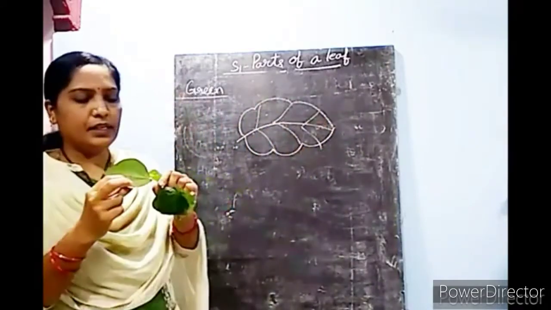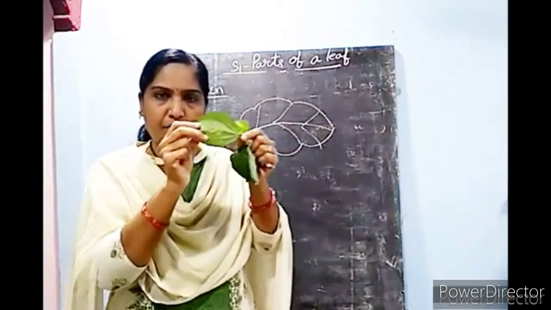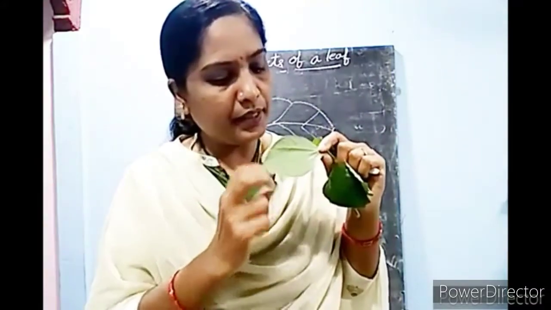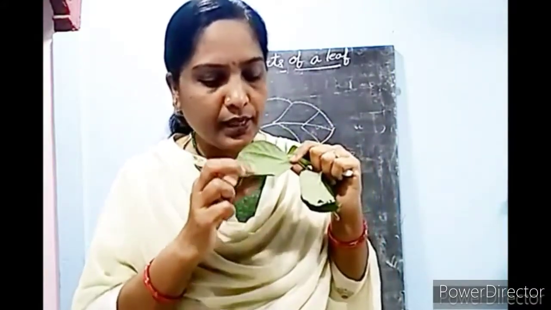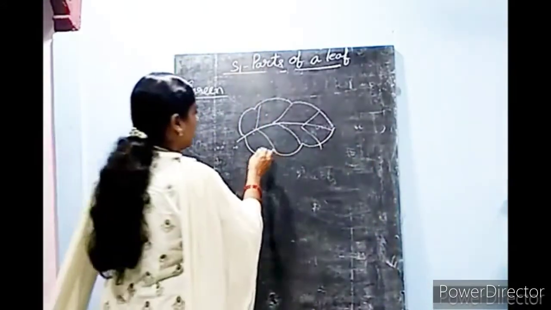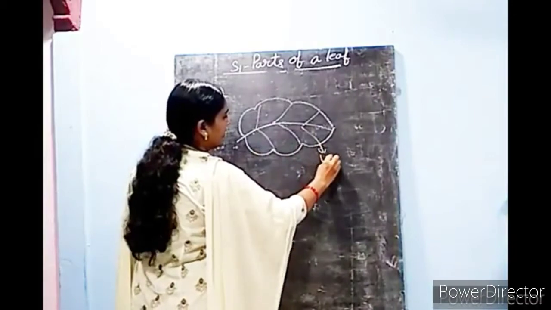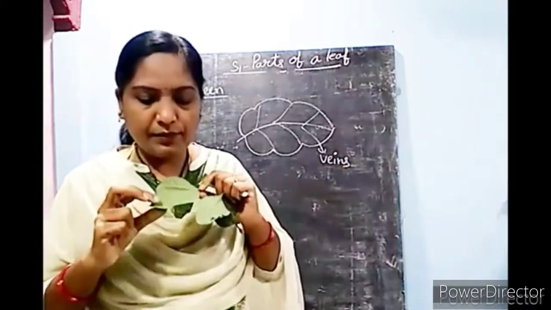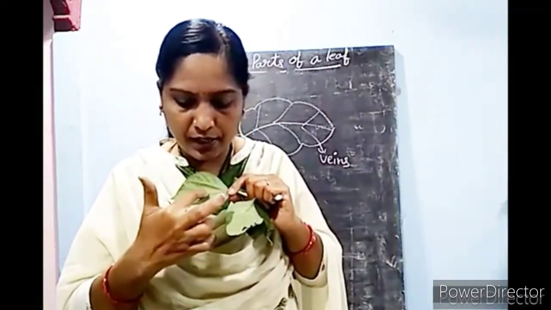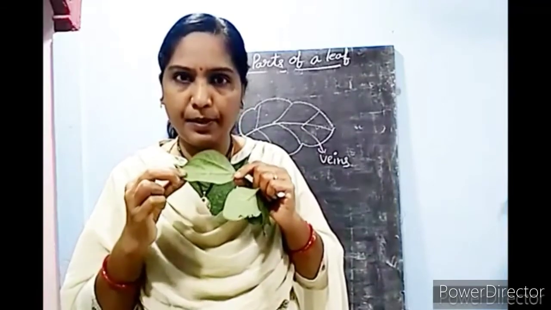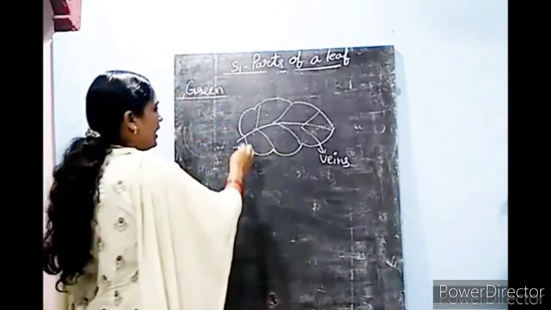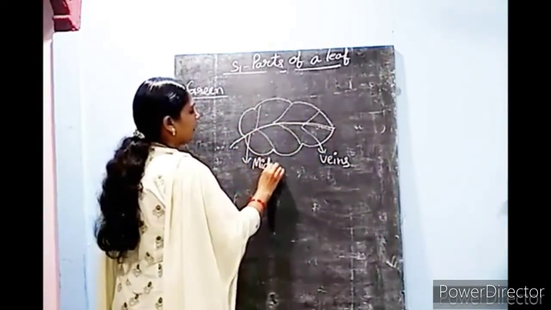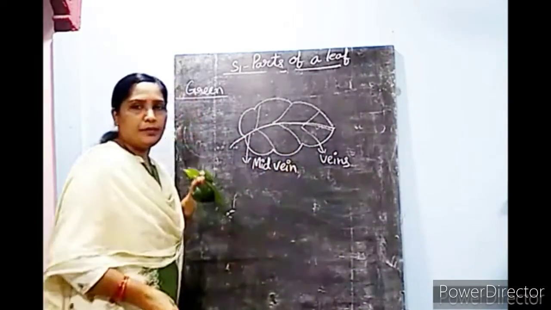So these are the different parts. On the lower part of a leaf, you can observe some lines present on the leaf. These lines are known as veins. In these veins, one vein is very clear and big, present in the middle, right? The big vein is known as midvein.